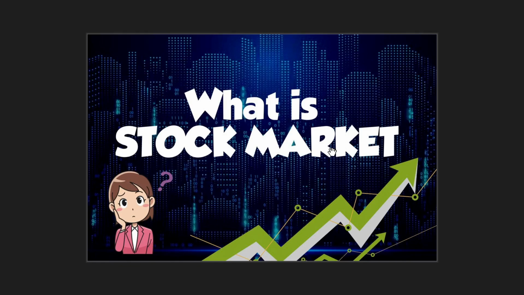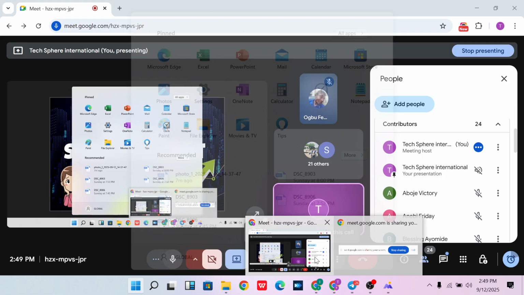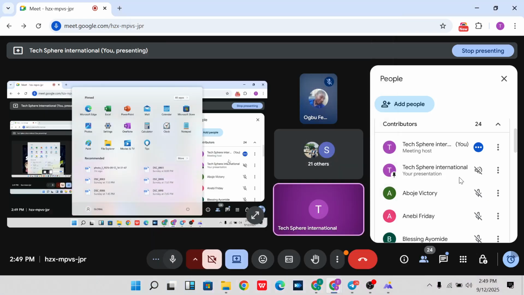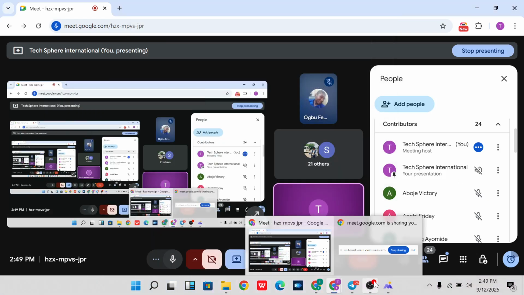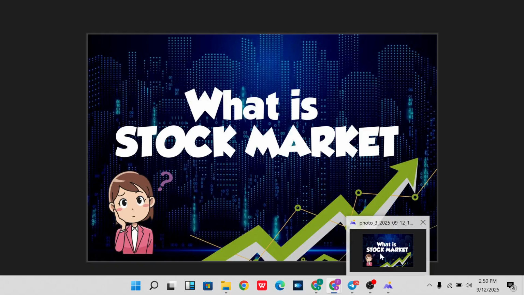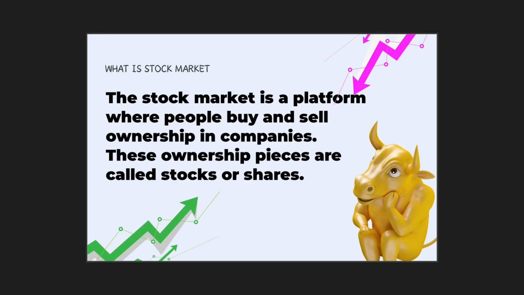What is stock market? So stock market is a platform where people buy and sell ownership in companies. Okay, I'm going to explain this simply, so don't mind my English. Even me too, I don't like English. So stock market is a platform where people buy and sell ownership in companies. These ownership pieces are called stocks or shares.